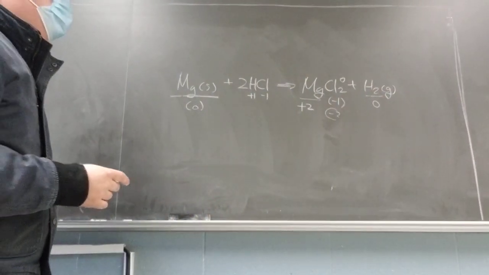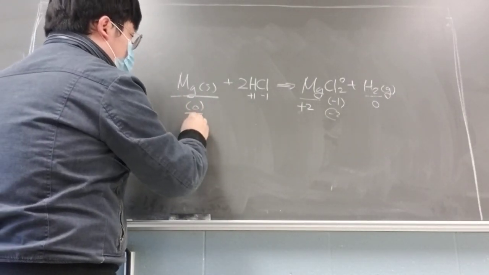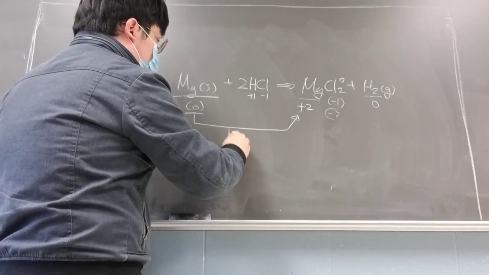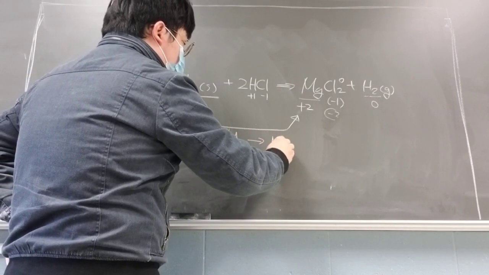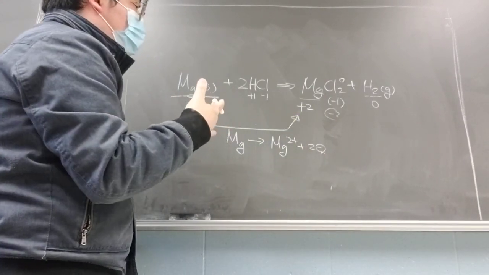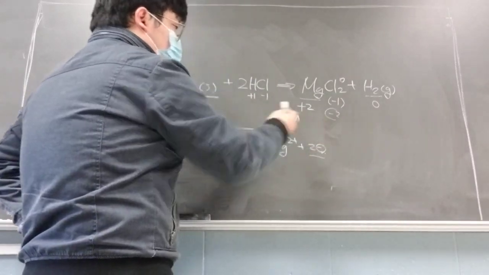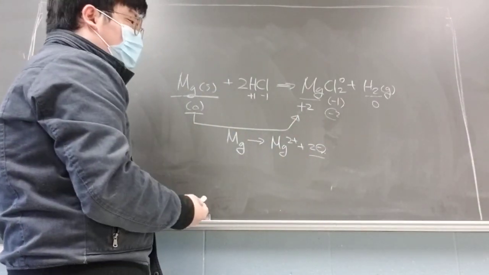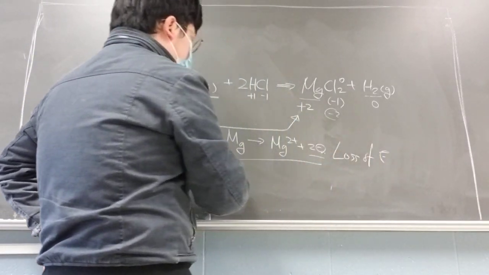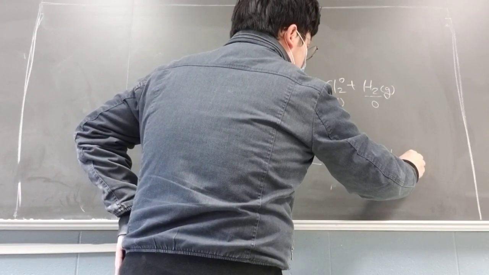So in this case, if you look at this one over here, the magnesium is once 0 in oxidation number and becomes +2. That means this magnesium lost electrons. Because an electron is negatively charged, if you lose 2 negative electrons, they become 2 positive. So this is loss of electrons, from the magnesium's view. Loss of electrons is oxidation.